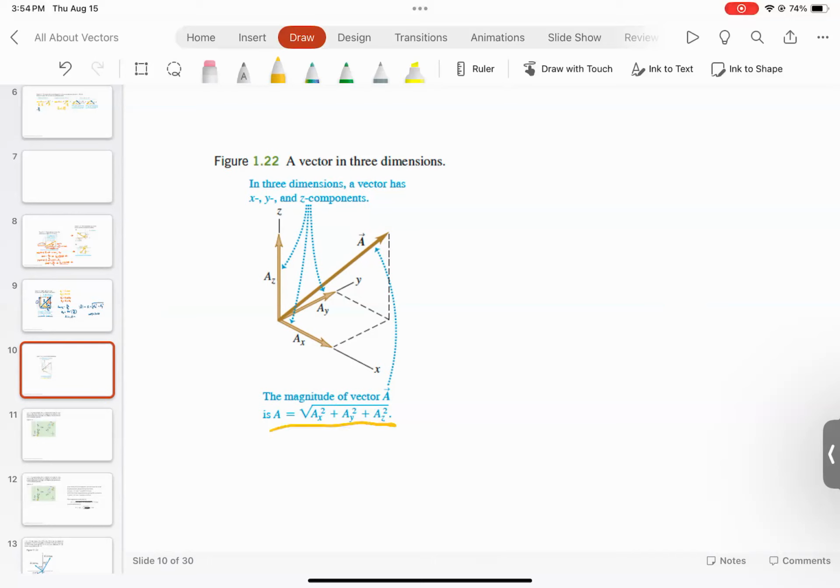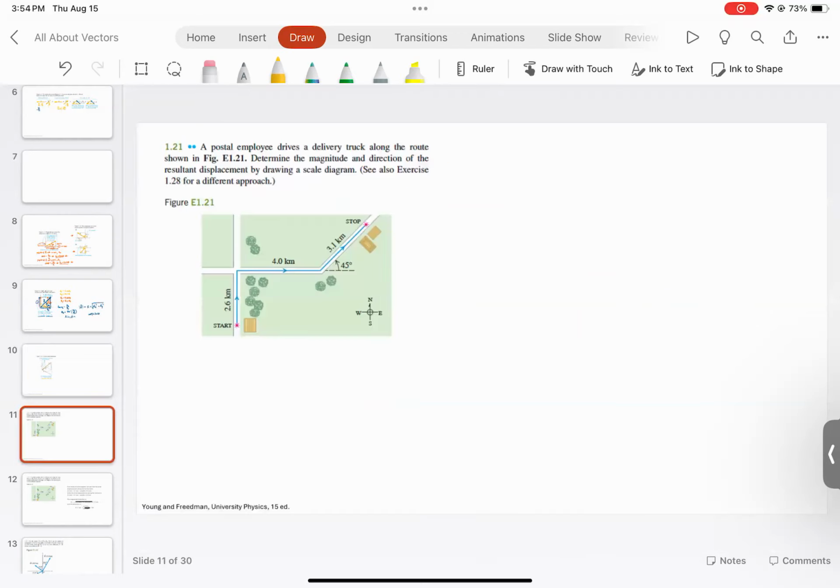As for the directions, that will take a little bit more trigonometric skills para i-determine kung ano yung x, y, and z components. And it's best done pag meron tayong kino-consider na example. So now let's consider an example.